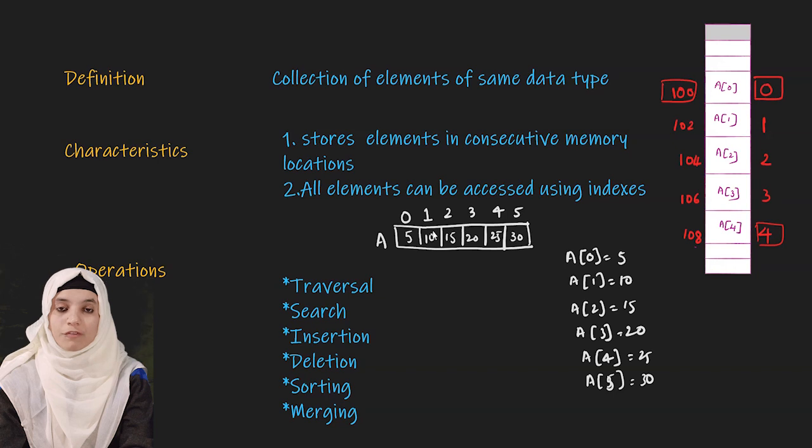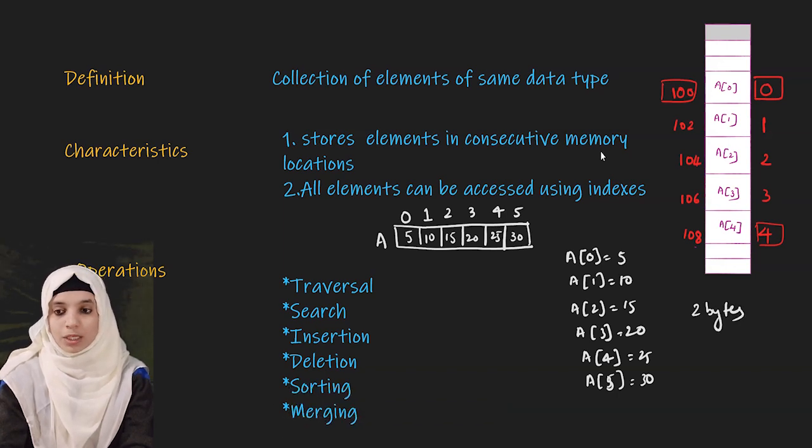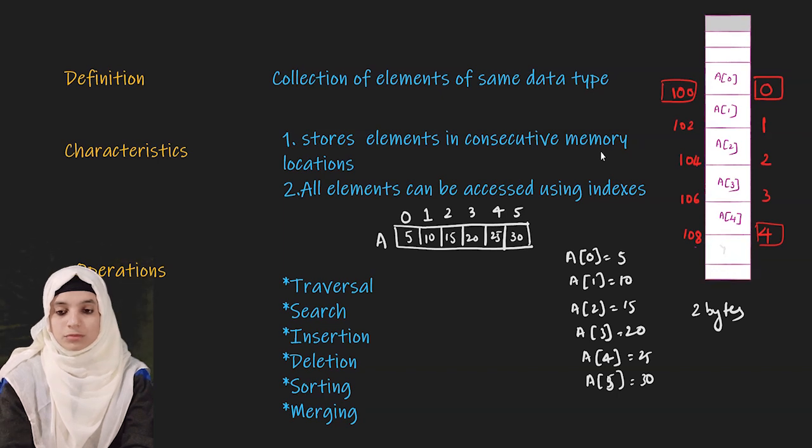The characteristics of an array are that the elements will be stored in consecutive memory locations. See here, now the A of 0 is placed at some location. Each element will contain 2 bytes because the integer value will take 2 bytes of memory. Now here I have got how many? 1, 2, 3, 4, 5. Suppose A of 0 is placed at 100 position and A of 1 will be placed at 102 position. A of 2 will be placed at 104 because each element will take 2 bytes of memory.